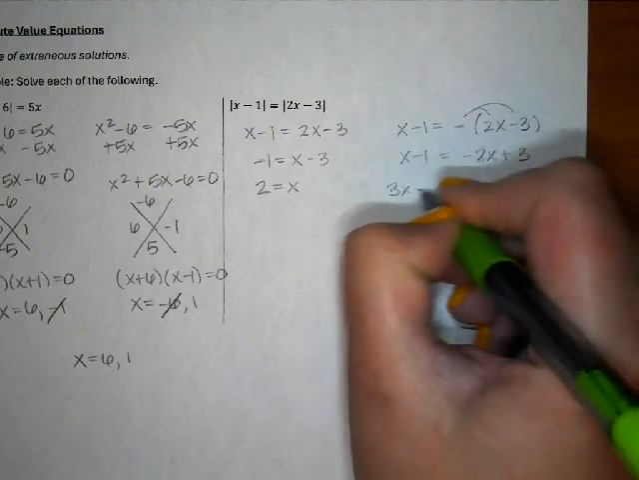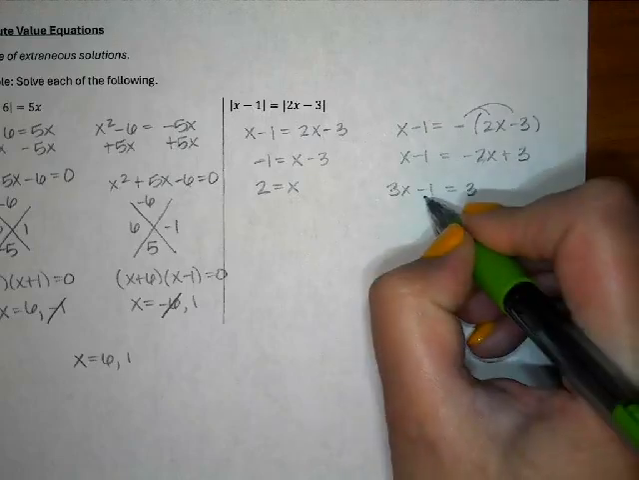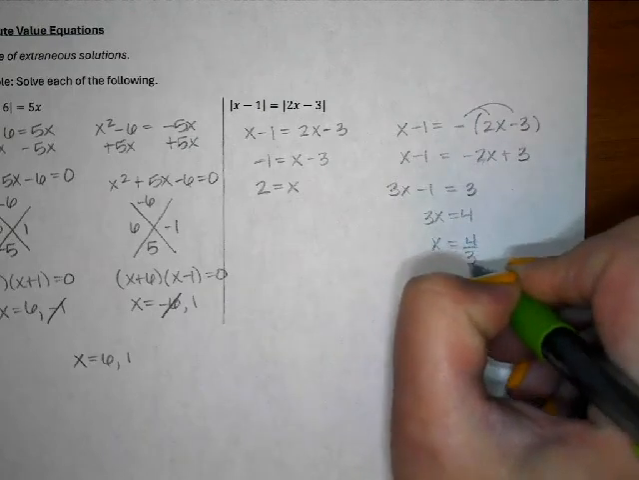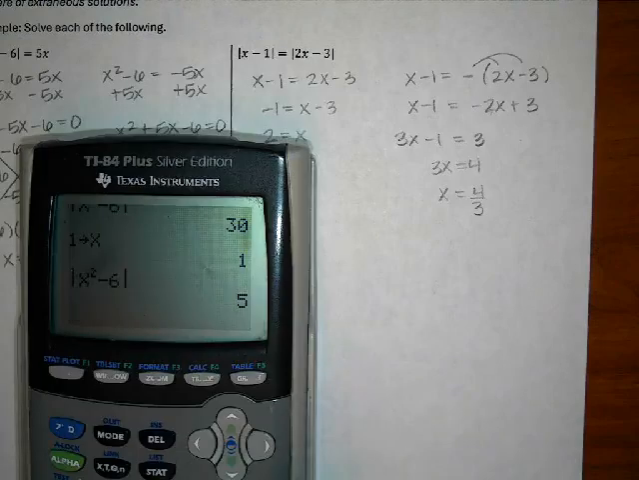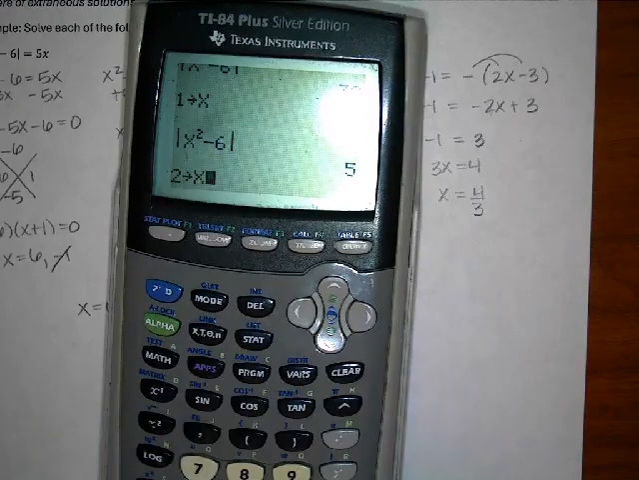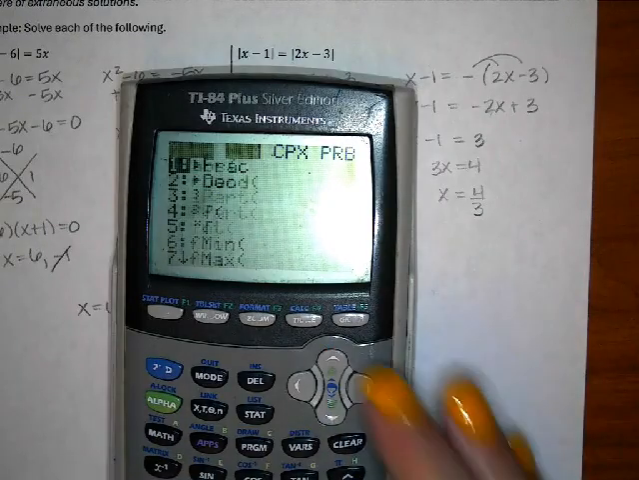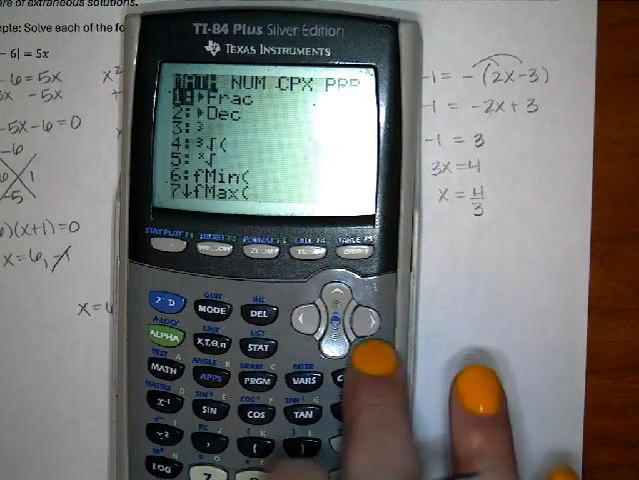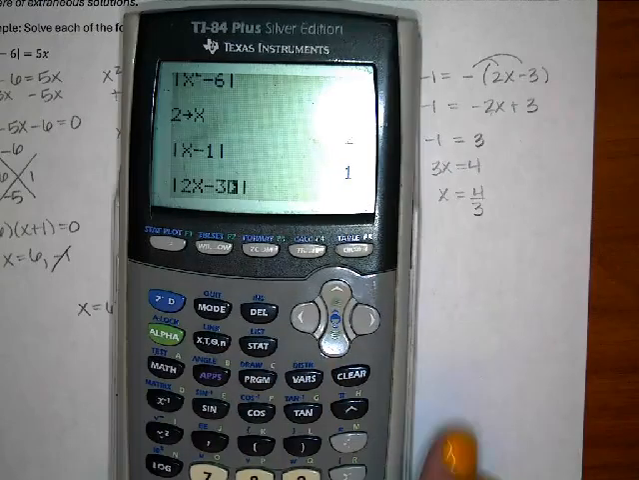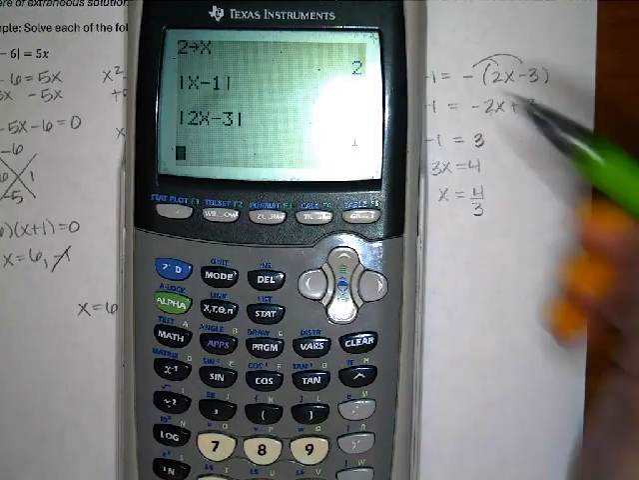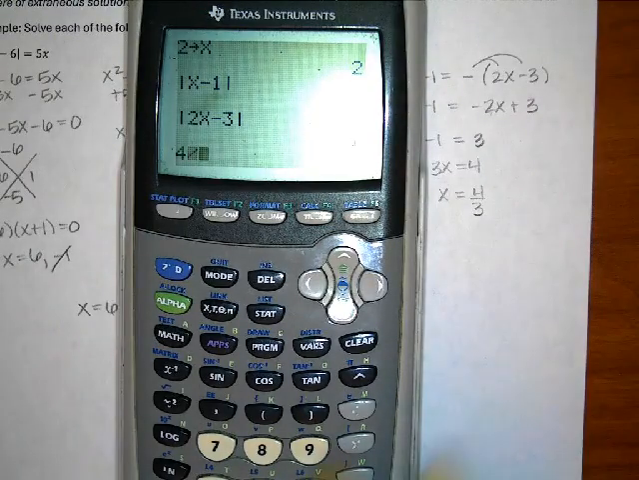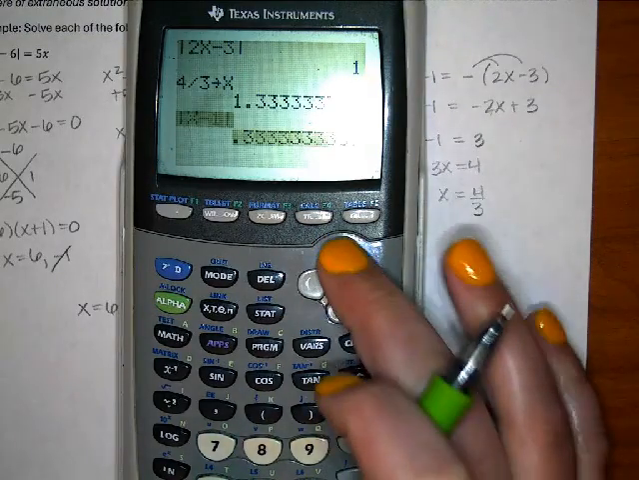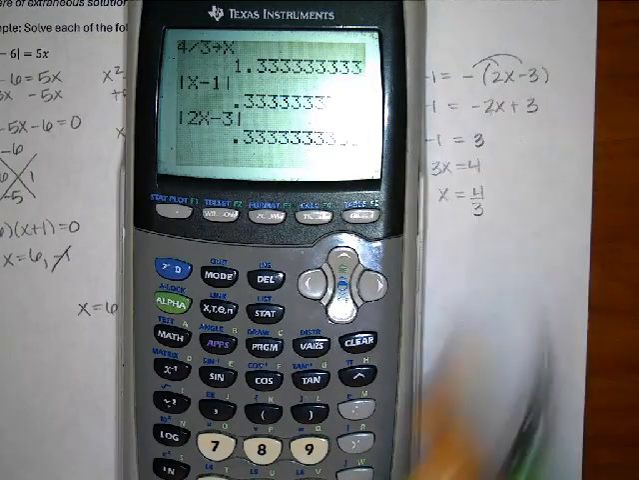Okay, so I need to check both of these answers. So I've got 2 stored to x. Type this in, absolute value of x minus 1, and absolute value of 2x minus 3. Okay, so if I plug in 2, both answers work. Now I'm going to try 4/3. With the first one, copy paste it into the second one. They're the same as well. So when I plug in 2, the left side and the right side give the same output. When I plug in 4/3, the left side and the right side give the same output. And so I know that both of those solutions are good solutions. They both work.